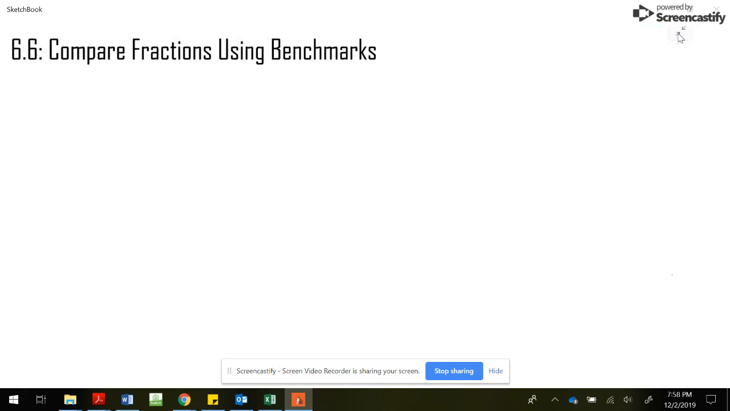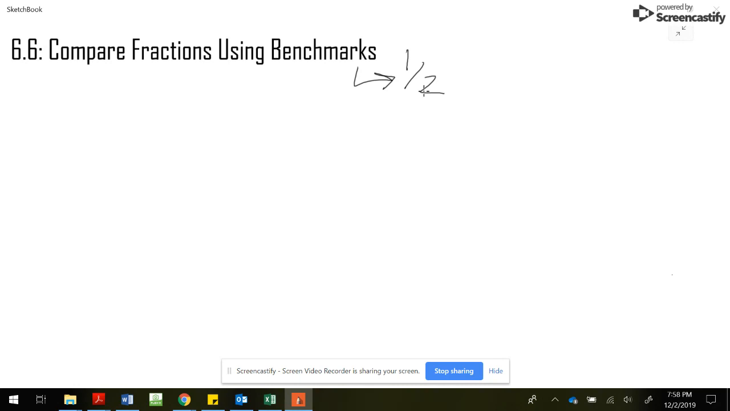6.6 is comparing fractions using benchmarks. Benchmark is really just a fancy word for a known size or amount that helps you understand different sizes or amounts. So really just sort of a reference point for us. And our benchmark in this case, in everything we do, is going to be 1/2. So we're going to compare everything to 1/2.